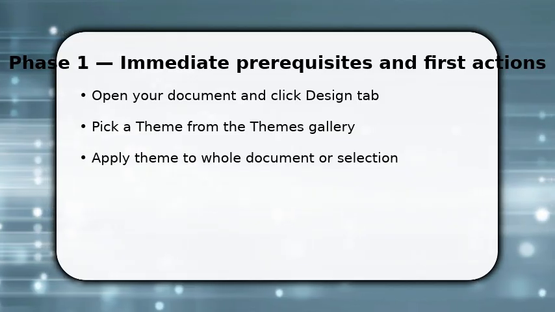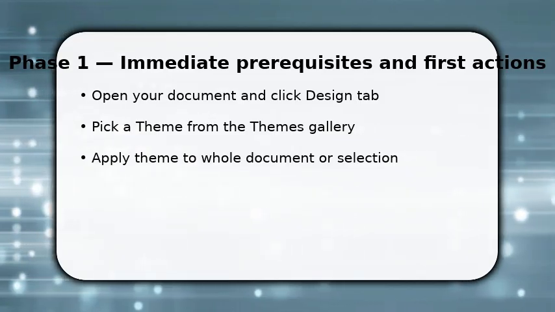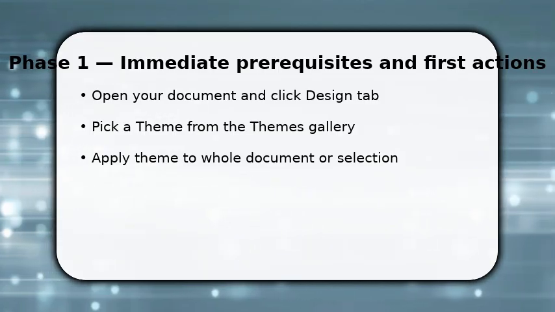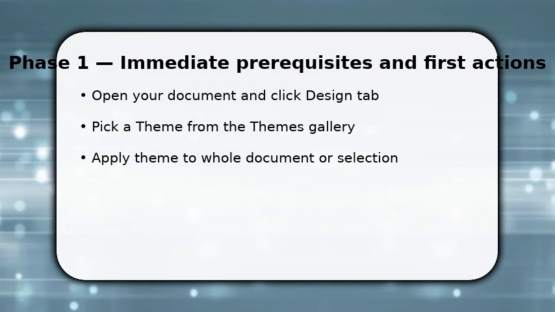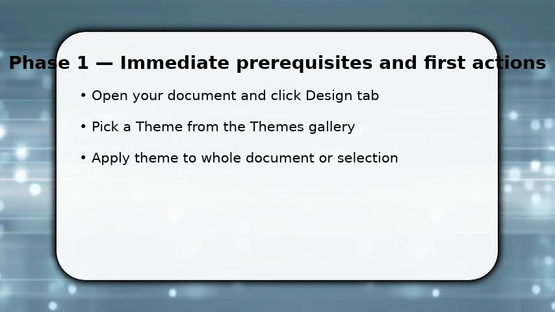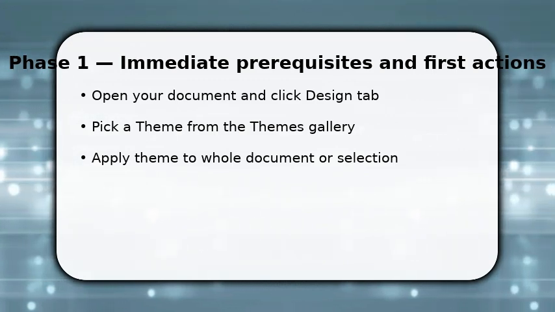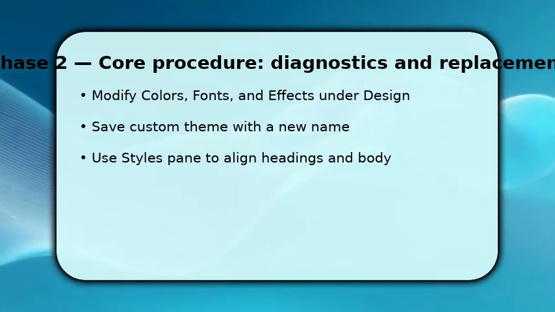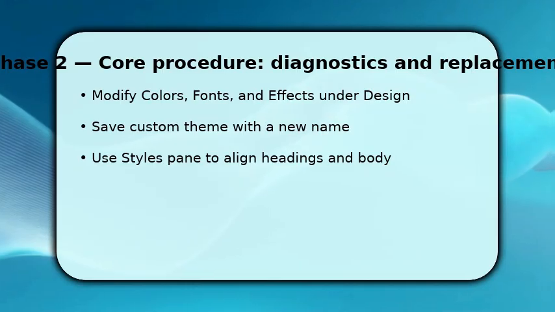It saves time later. If you need a clean slate, choose Office theme first, then tweak colors and fonts to avoid conflicting styles. Now customize the theme so it fits your document precisely. Change colors, fonts, and effects in the Design tab. Update heading and body fonts to ensure legibility and hierarchy.